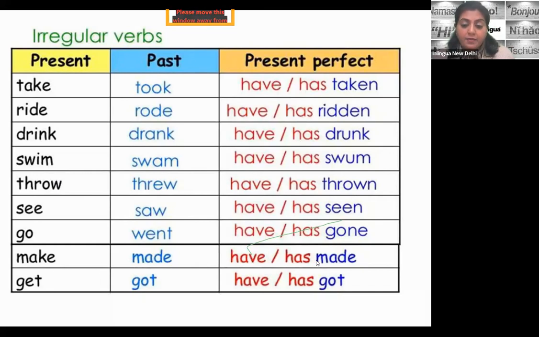Make, made, made. Make is the present simple tense. I made food today. I made a cake today. And have and has comes along with the present perfect. She has made a lot of mistakes. Get, got, got. Get is the simple present. Got is the past. And has got, meaning got doesn't change. You just add the word have or has. She has got a gift from her family.